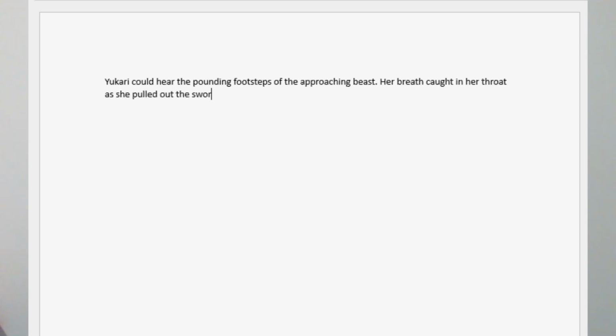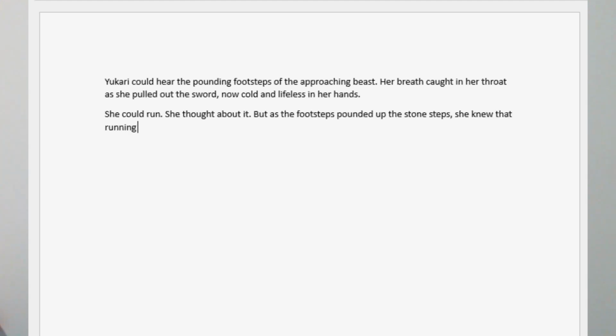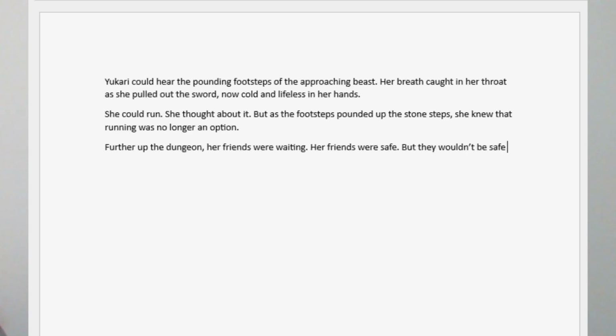Yukari could hear the pounding footsteps of the approaching beast. Her breath caught in her throat as she pulled out the sword, now cold and lifeless in her hands. She could run. She thought about it. But as the footsteps pounded up the stone steps, she knew that running was no longer an option. Further up the dungeon, her friends were waiting. Her friends were safe. But they wouldn't be safe if she left like a coward. So instead, she stayed. And she tried to be brave.